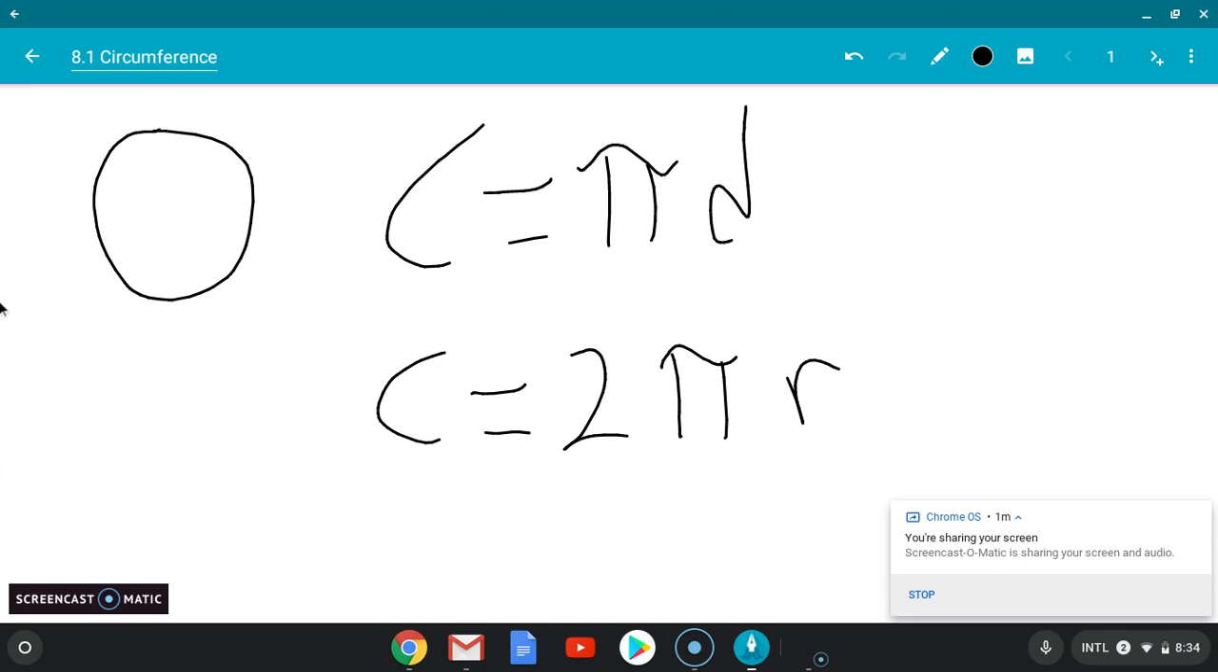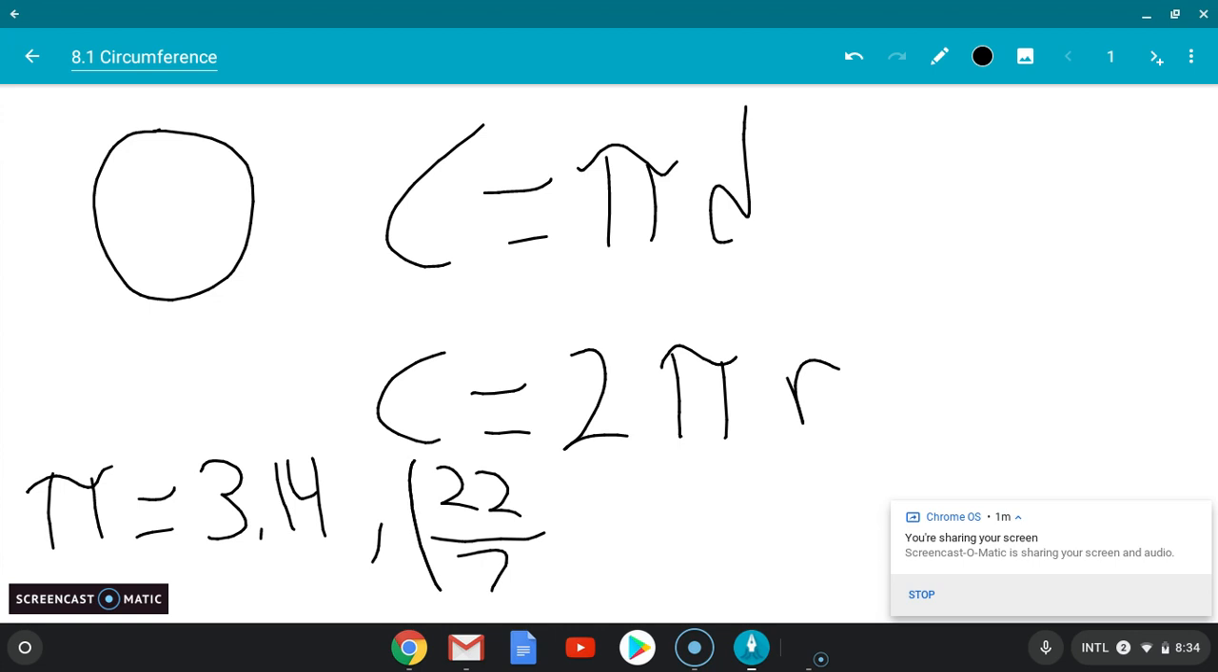Okay. The other thing is pi. We've worked with pi before, but pi is a never-ending number as far as we know, but we're going to end it at 3.14. Okay. You also might see it as 22 over 7, an improper fraction. If you type that into your calculator, 22 divided by 7, you're going to get 3.14 and a bunch of other digits. Okay. That's equal to pi as well.